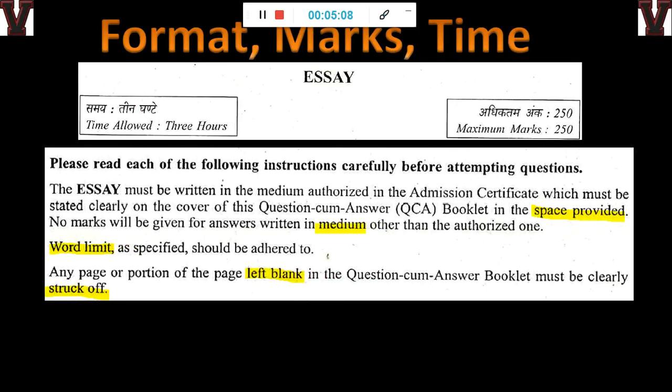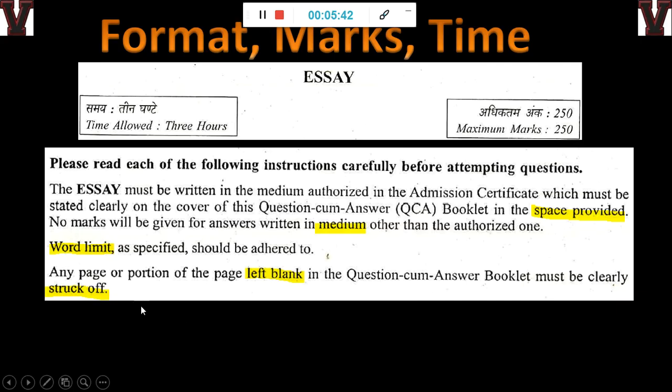So these are the instructions inside the question paper. Please read each of the following instructions. The essay must be written in the medium authorized in the admission certificate, which must be stated clearly on the cover of the question cum answer booklet. Okay, there's a place where you have to write the medium. So it's not like you have to write in whichever language you feel. Whatever medium you selected for writing all the mains answers, you have to fill it during your prelims form itself, that I've already shown you in my other videos. So be careful, don't go and write in Hindi or Tamil or whatever now.